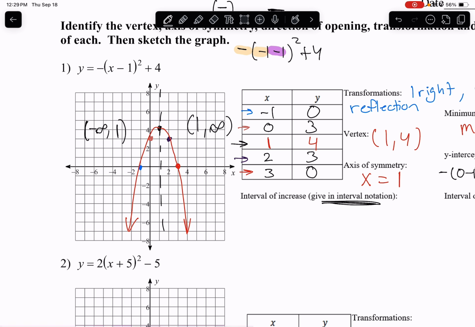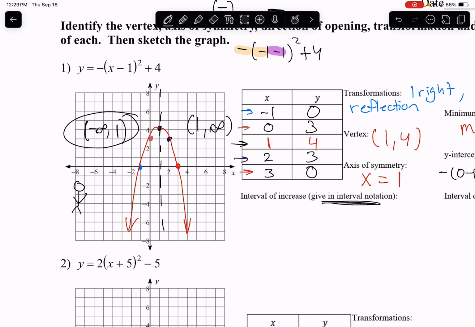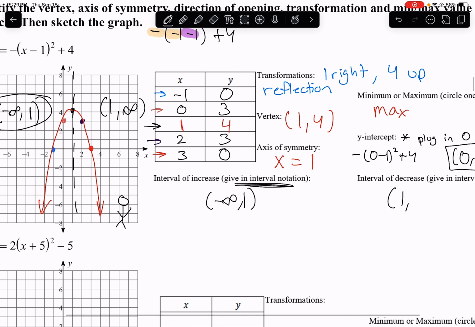So now we have our little man walking. He always walks from left to right. In the beginning here, he is going up, so he's increasing. So our interval of increase is going to be -∞ to 1. Then he continues walking and starts to go down. Our interval of decrease is going to be 1 to infinity.